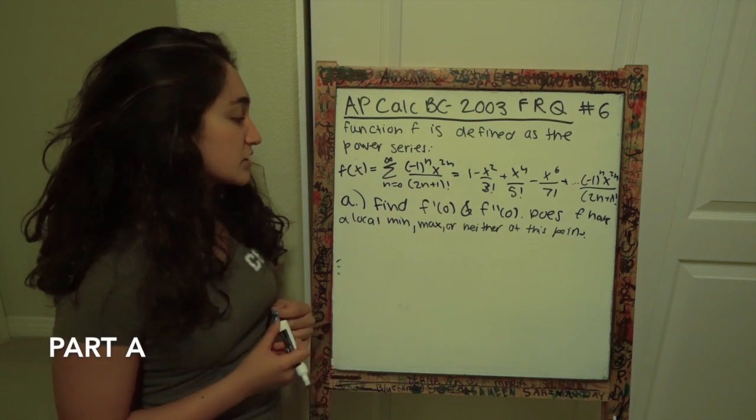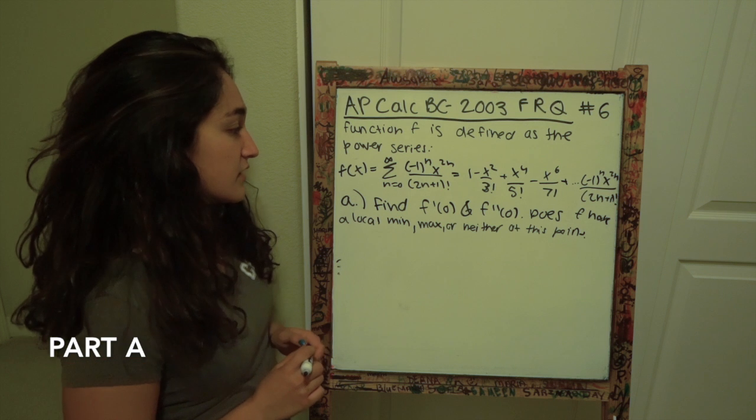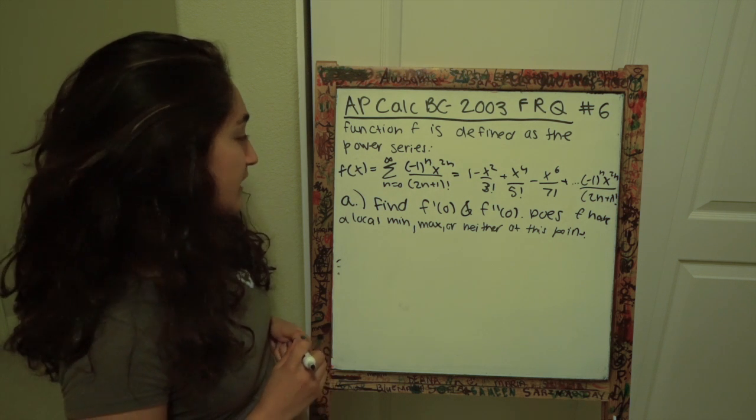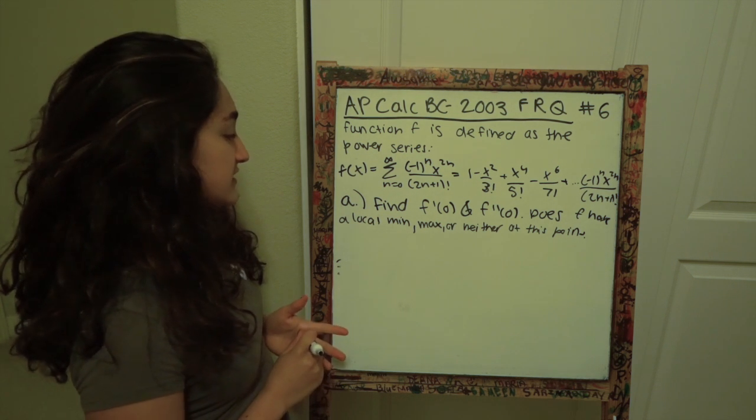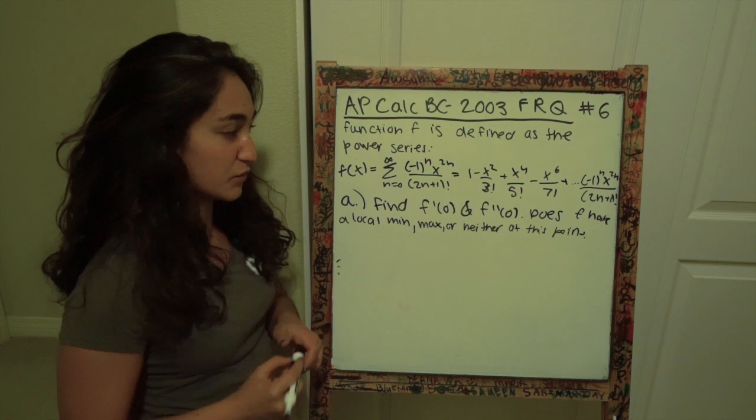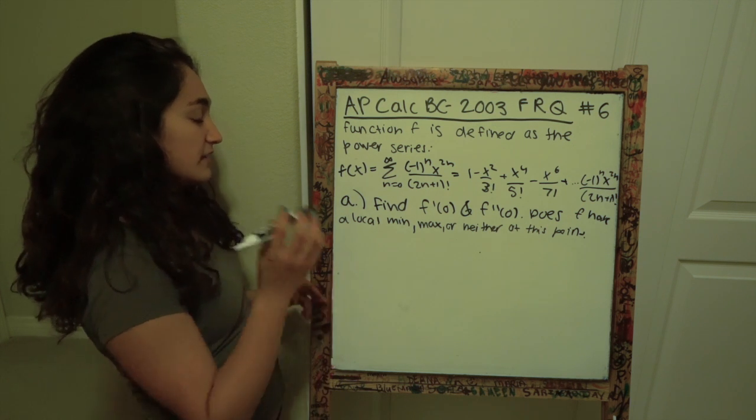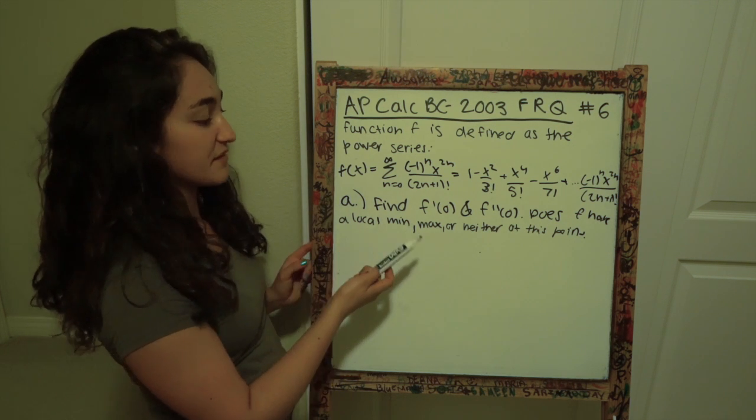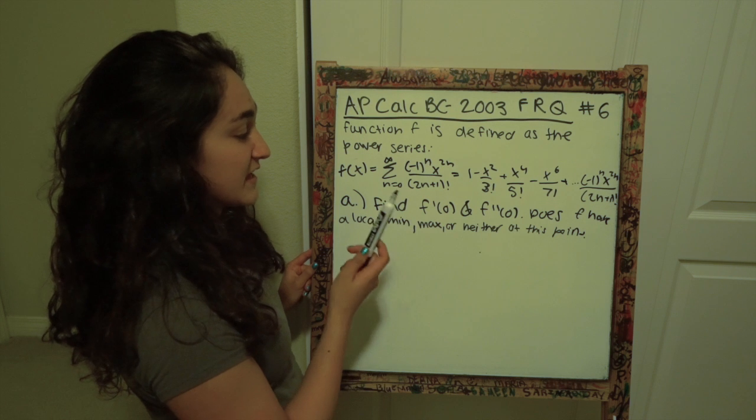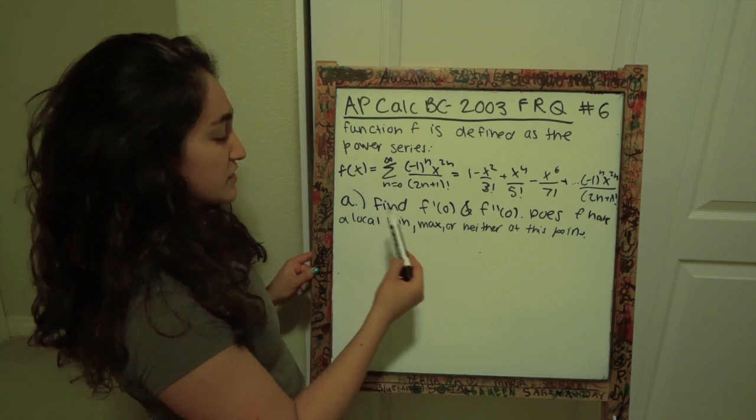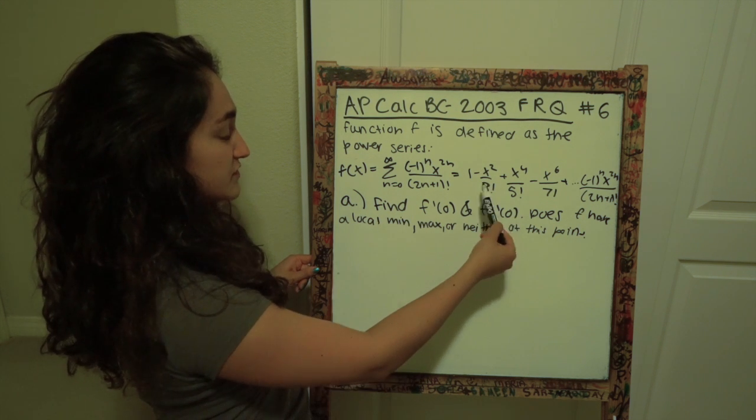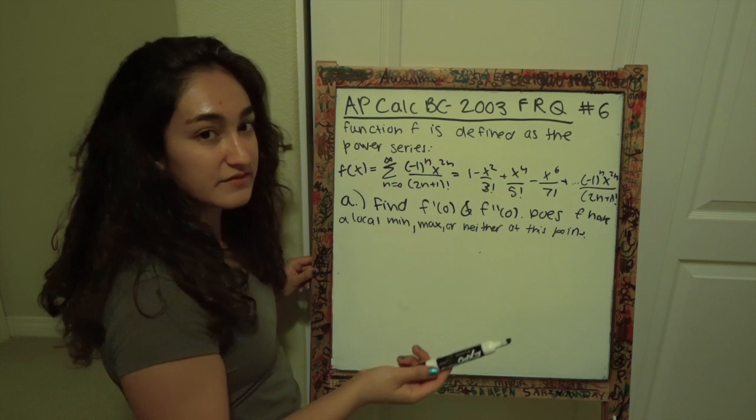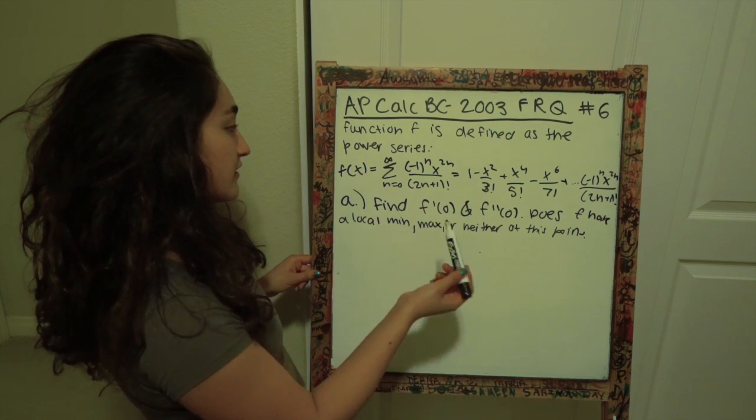And part A of the question asks us to find f prime of 0 and f double prime of 0, and it asks us if f has a local min, max, or neither at this point. The first thing we want to do is, because they give us our f of x function, and it's asking for f prime of x and f double prime of x, we can express these two functions in terms of the power series that they give us in the question.